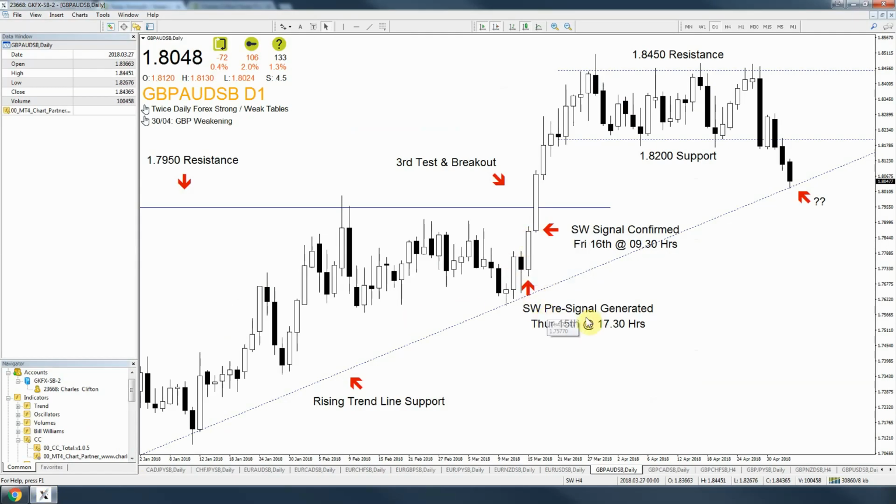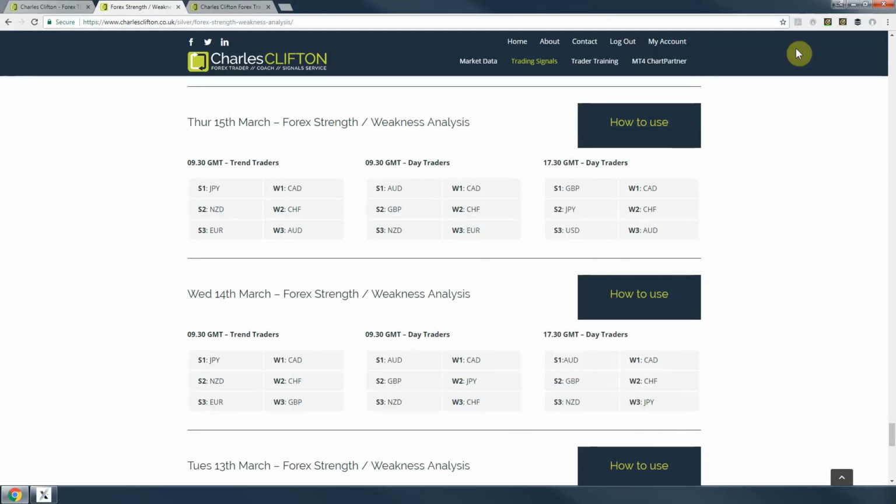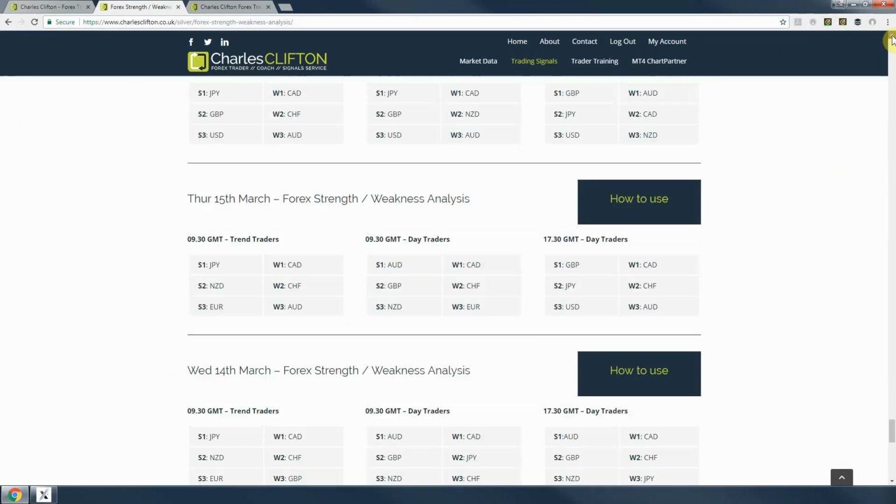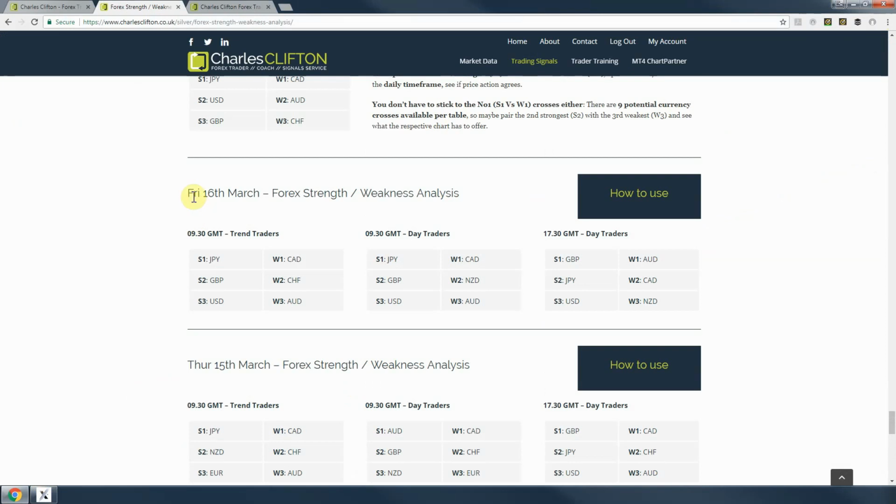We got our pre-signal at 5:30 in the evening, which is really pretty close to the end of that bar. I'm going to show you where the confirmation came in. So this is the breakout bar where it all started to happen, and that's on the 16th of March. So let's go back to our strength weakness tables. Let's scroll forward a day to Friday the 16th. So we're right here, Friday the 16th.